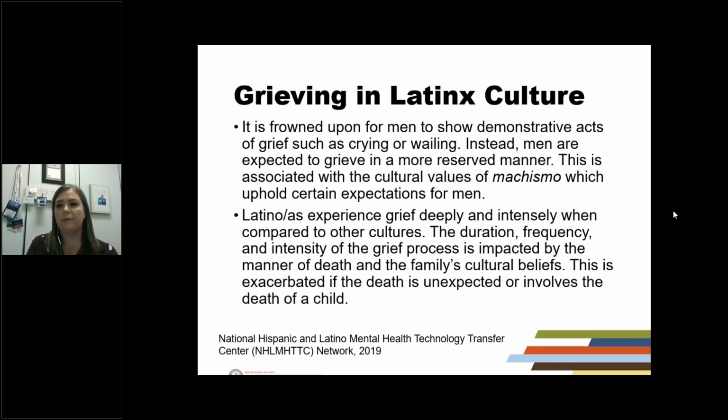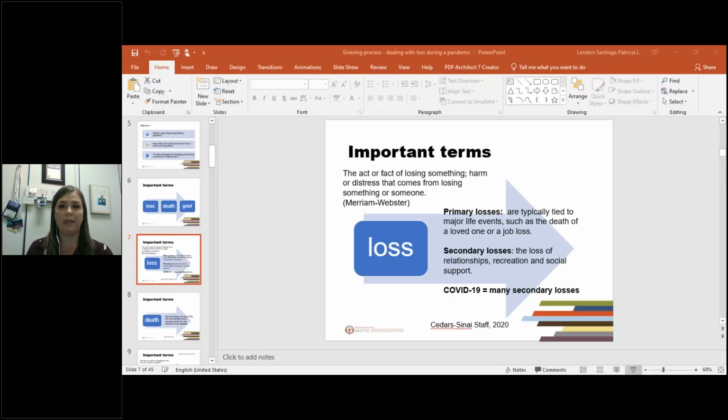Latinos and Latinas experience grief deeply and intensely when compared to other cultures. So sometimes the duration, frequency, and intensity of the grief process is impacted by the manner of the death and the family's cultural beliefs.